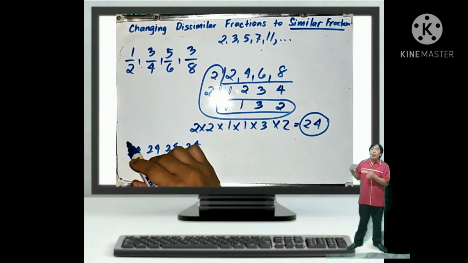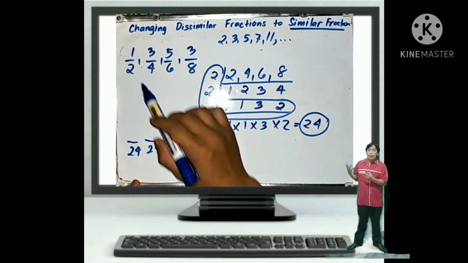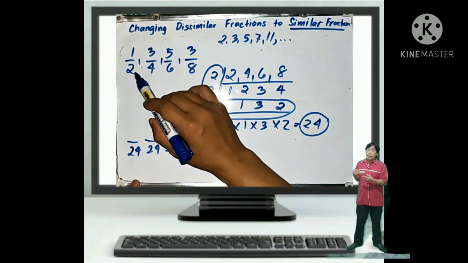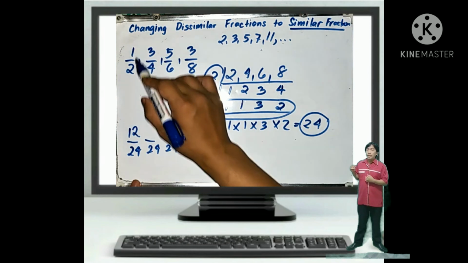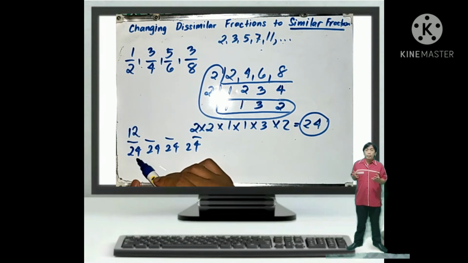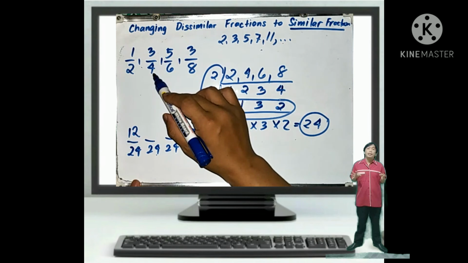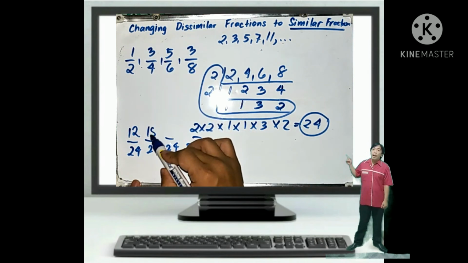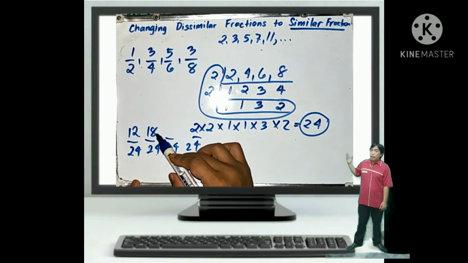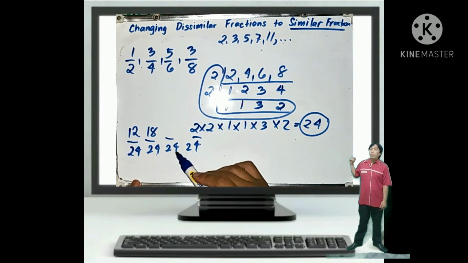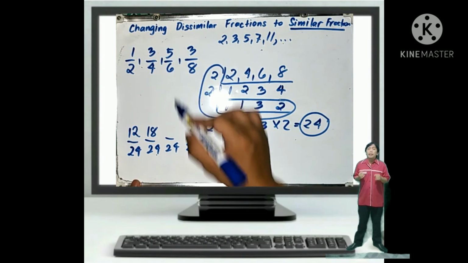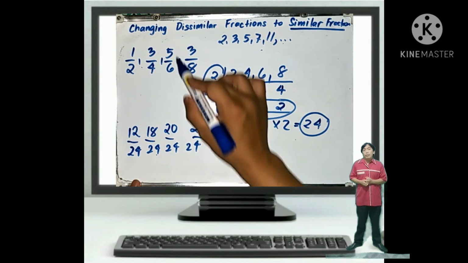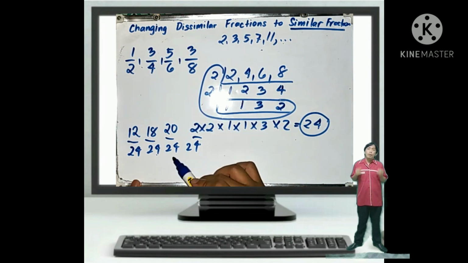Okay. Let us try to divide 24 by the first denominator. So 24 divided by 2, the answer is 12 times 1, which is 12. So 1/2 is the same as 12 over 24. Next one, 24 divided by 4, the answer is 6. Times 3, which is 18. 3/4 is the same as 18 over 24. 24 divided by 6, the answer is 4. Times 5, the answer is 20. 5 over 6 is the same as 20 over 24.